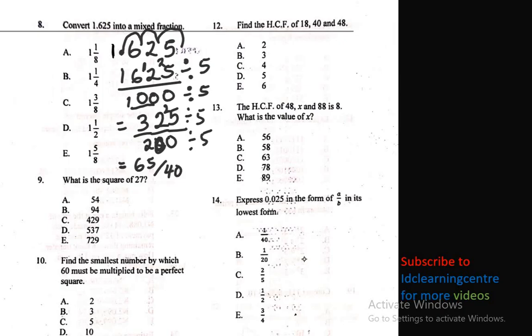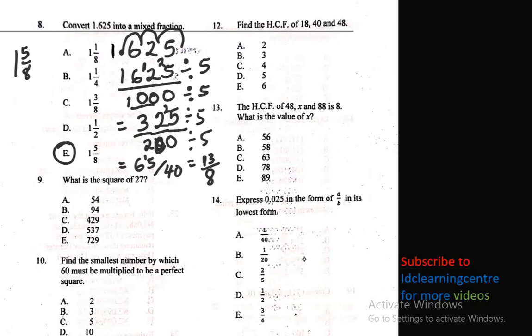Alright, divide both sides by 5 again. 6 divided by 5 is 1, remainder 1. Put the remainder here. 15 divided by 5 is 3. That's 13. Then 40 divided by 5, the denominator, is 8. We are done. Just change the answer 13 out of 8 to an improper fraction. 13 divided by 8 is 1, remainder 5 out of 8. And the right option is E.